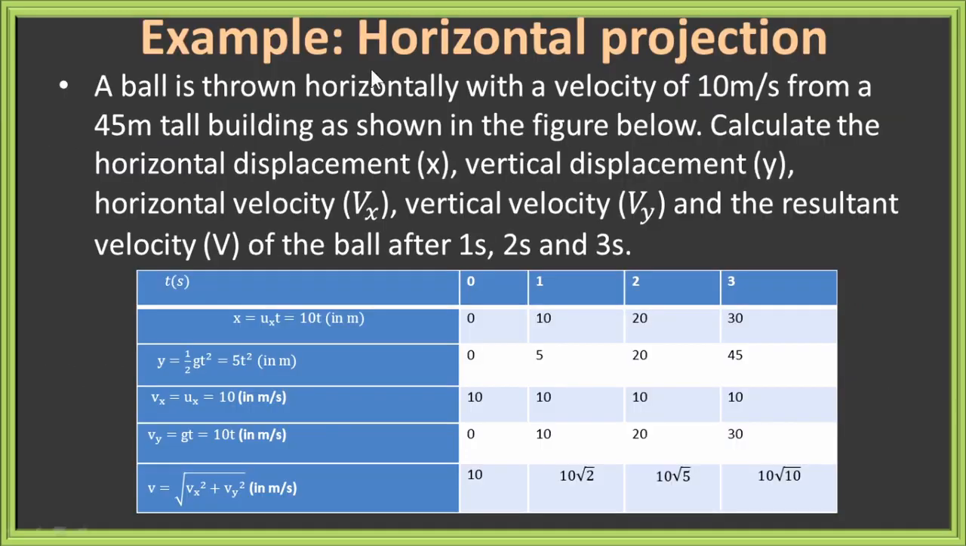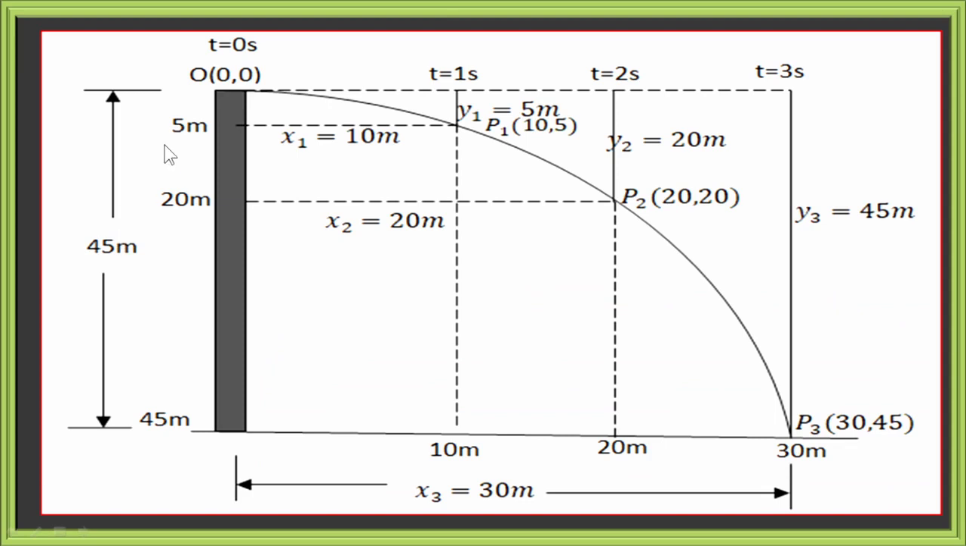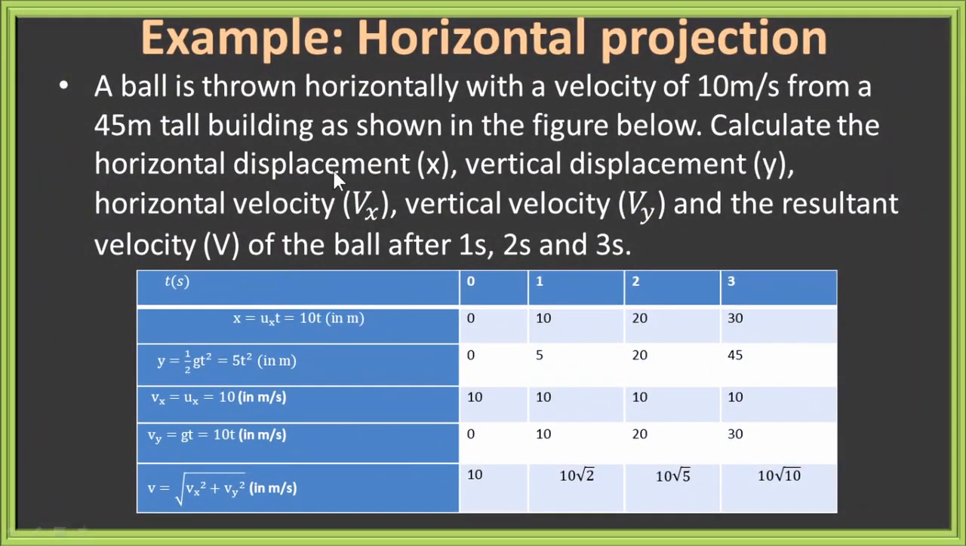Let us see an example for horizontal projection. A ball is thrown horizontally with a velocity of 10 meters per second from a 45 meter tall building as shown in the figure below. Calculate the horizontal displacement x, vertical displacement y, horizontal velocity vx, vertical velocity vy, and the resultant velocity v of the ball after 1 second, 2 seconds, and 3 seconds. This is the figure. The ball is thrown horizontally with an initial velocity from a 45 meter tall building, and we are asked to calculate different quantities: x, y, vx, vy, and v for times 1 second, 2 seconds, and 3 seconds.